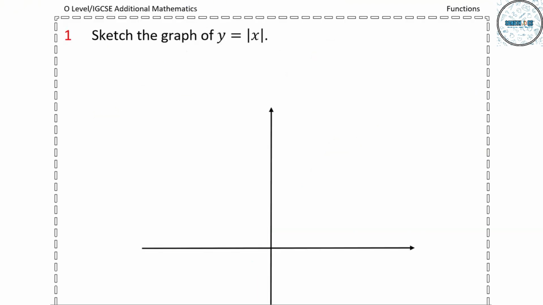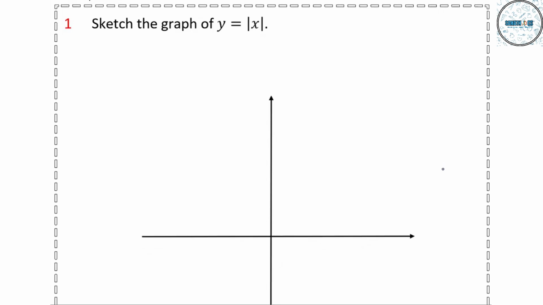Now we will do sketching of the graph of y is equal to absolute of x. It is very easy to draw the graph of absolute of x because first you have to draw the graph of y is equal to x in which y and x values are same. Then reflect in the x-axis the part of the line that is below the x-axis. So let's draw the graph of y is equal to x.